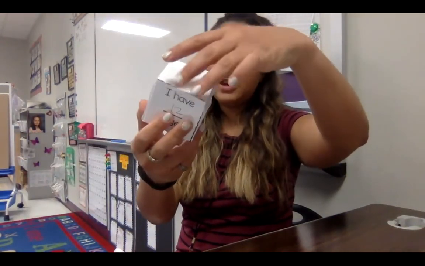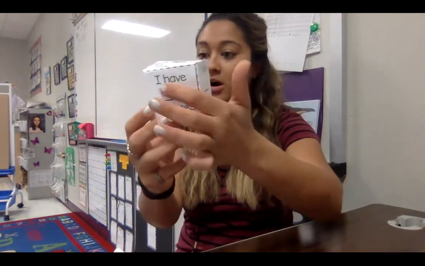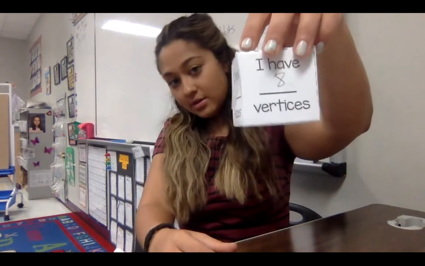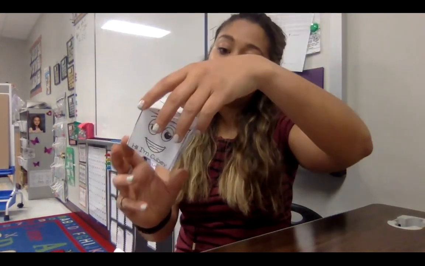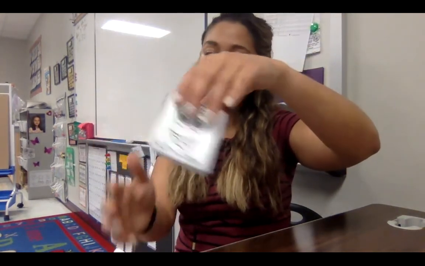Here we have a cube. How many faces does a cube have? Remember, a cube has 6 faces and they're all what shape? They're all a square. Very good. It has 8 vertices and then 12 edges.